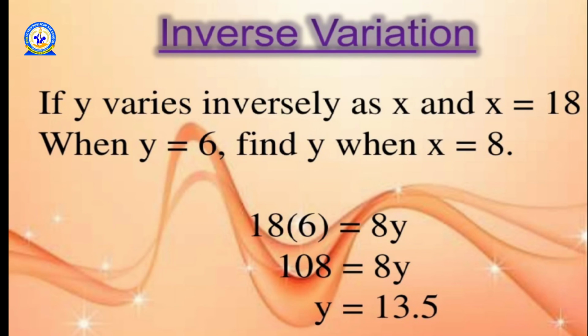Inverse variation. If y varies inversely and x is equal to 18 when y is equal to 6, find y when x is equal to 8. So 18 into 6, because x1 and y1 we are multiplying, so 18 into 6 we are multiplying, and 8 into y we can take and we will find the value of y.